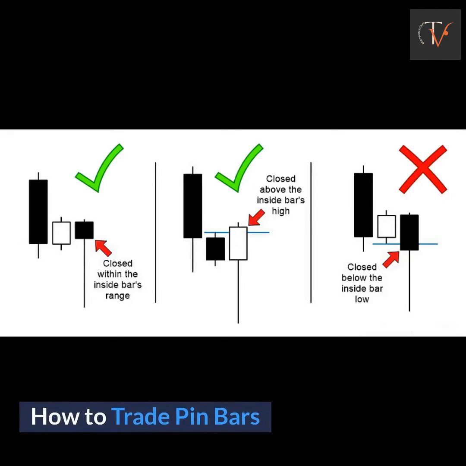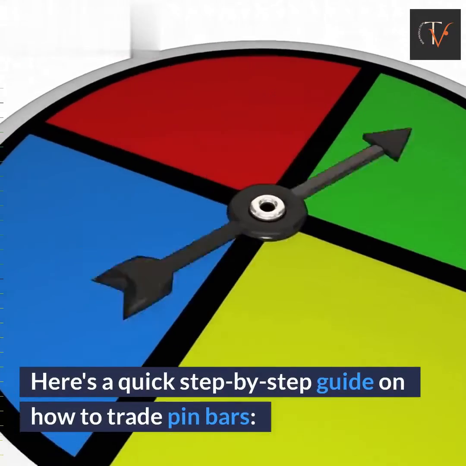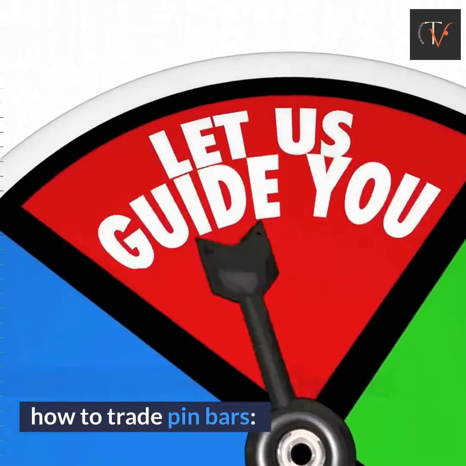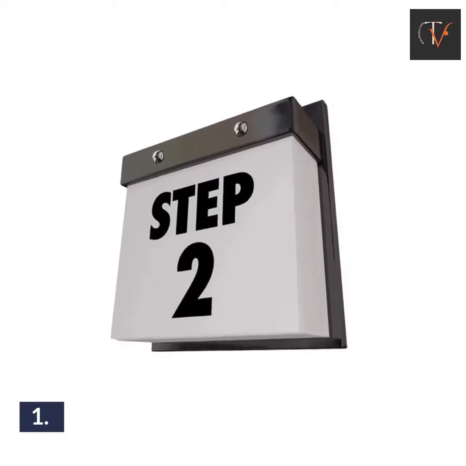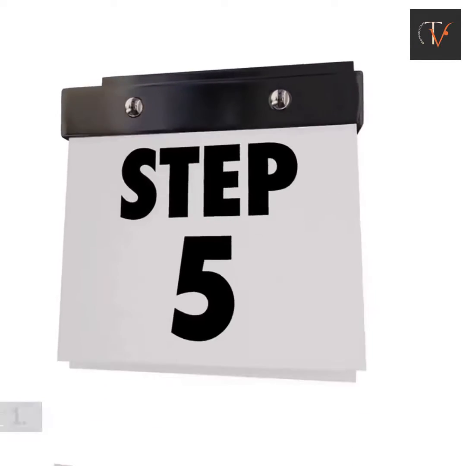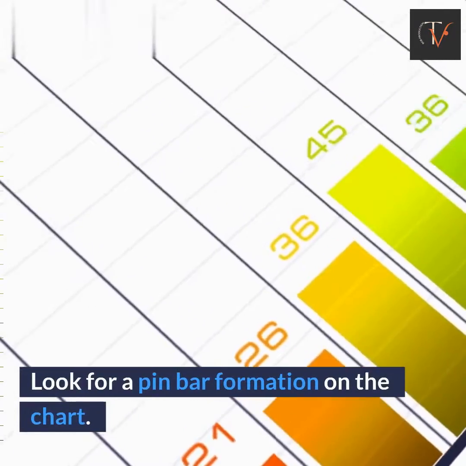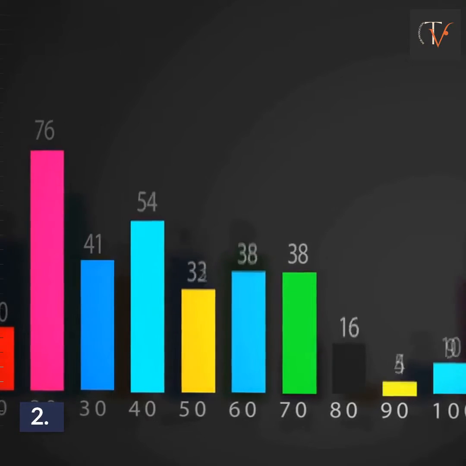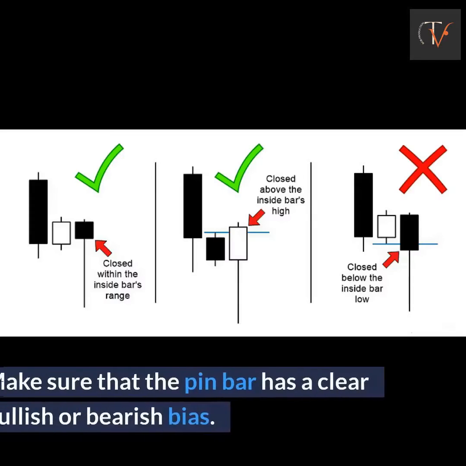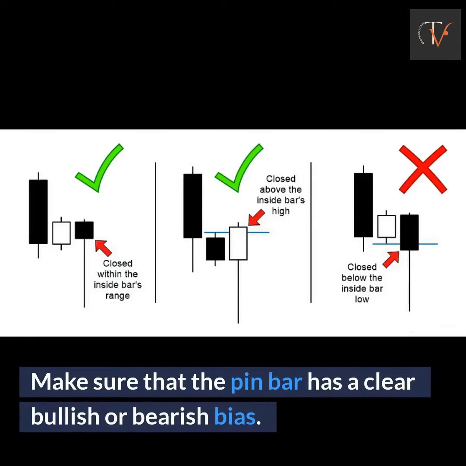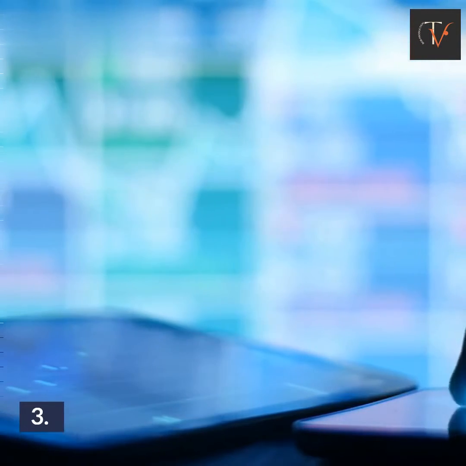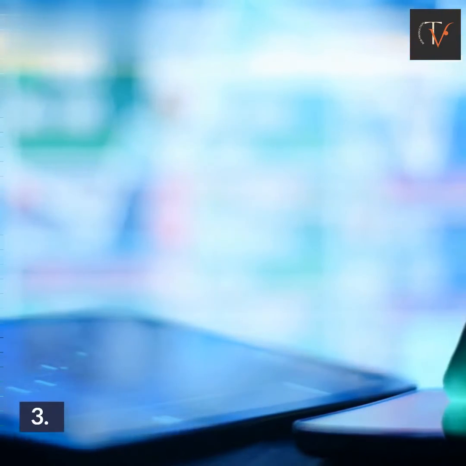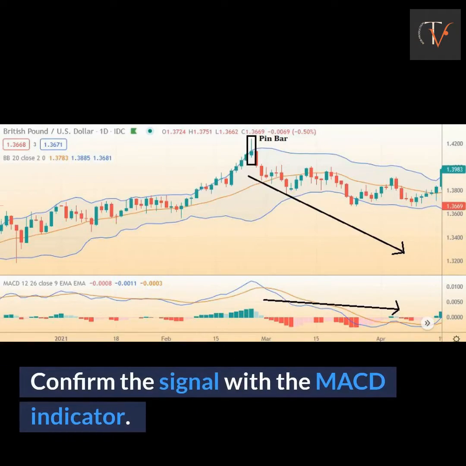How to trade pin bars. Here's a quick step-by-step guide on how to trade pin bars. 1. Look for a pin bar formation on the chart. 2. Make sure that the pin bar has a clear bullish or bearish bias. 3. Confirm the signal with the MACD indicator.